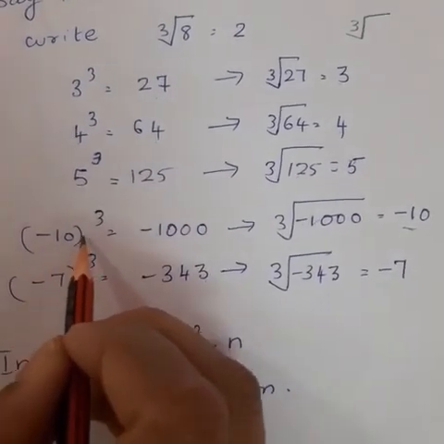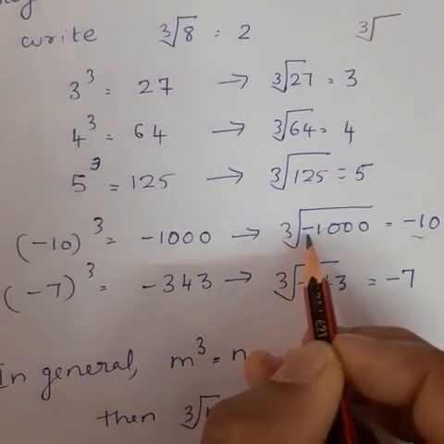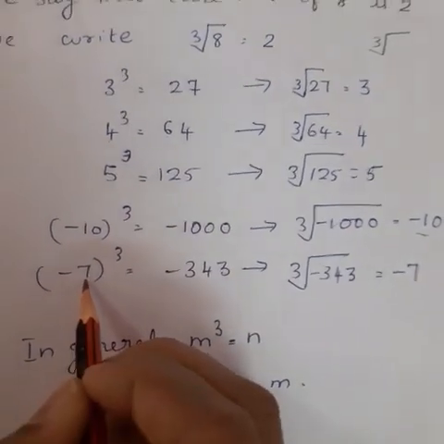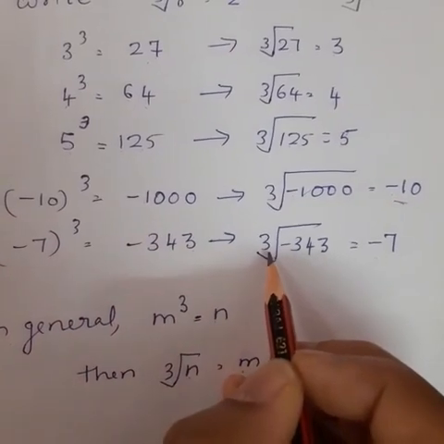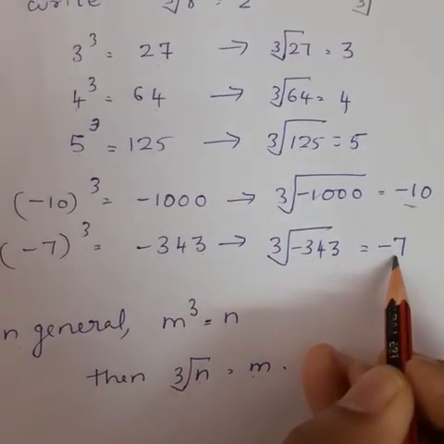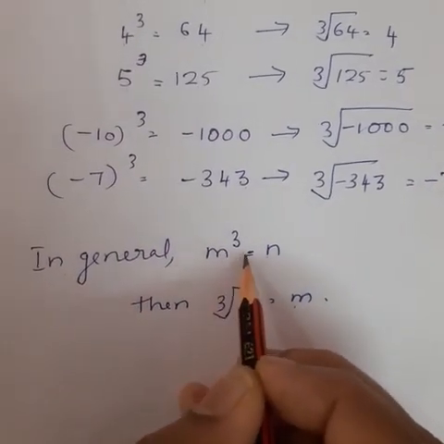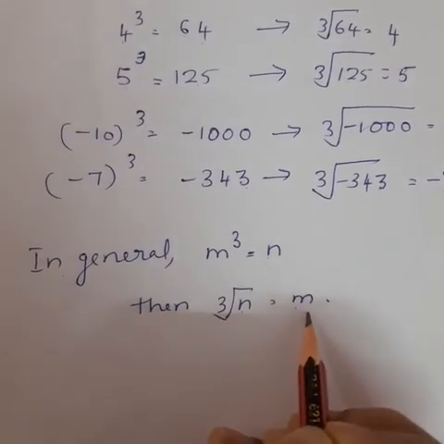Similarly, minus 10 cube is equal to minus 1000. That means cube root of minus 1000 is equal to minus 10. Minus 7 cube is equal to minus 343. That means cube root of minus 343 is equal to minus 7. So in general we can say if m cube is equal to n, then cube root of n is equal to m.